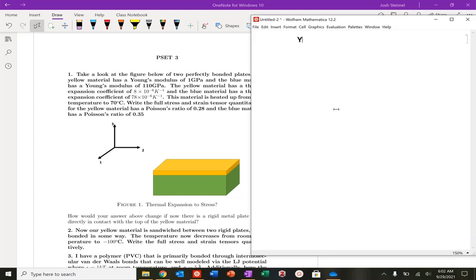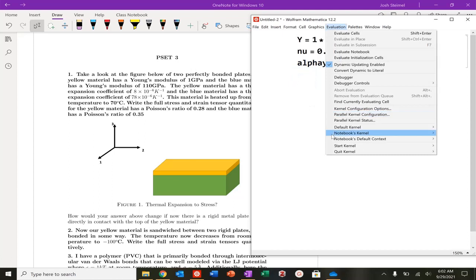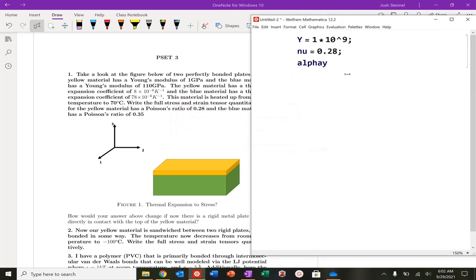So my Y, Young's modulus of my metal material, is 1 times 10 to the 9. My nu is equal to 0.28. My alpha Y, oops, let's quit the kernel. My alpha Y is equal to 8 times 10 to the minus 6. My alpha green is equal to 78 times 10 to the minus 6. And what else do we have here? Our temperature change, our del T, is from 70 to 25, or actually 25 is my final. That's my del T.